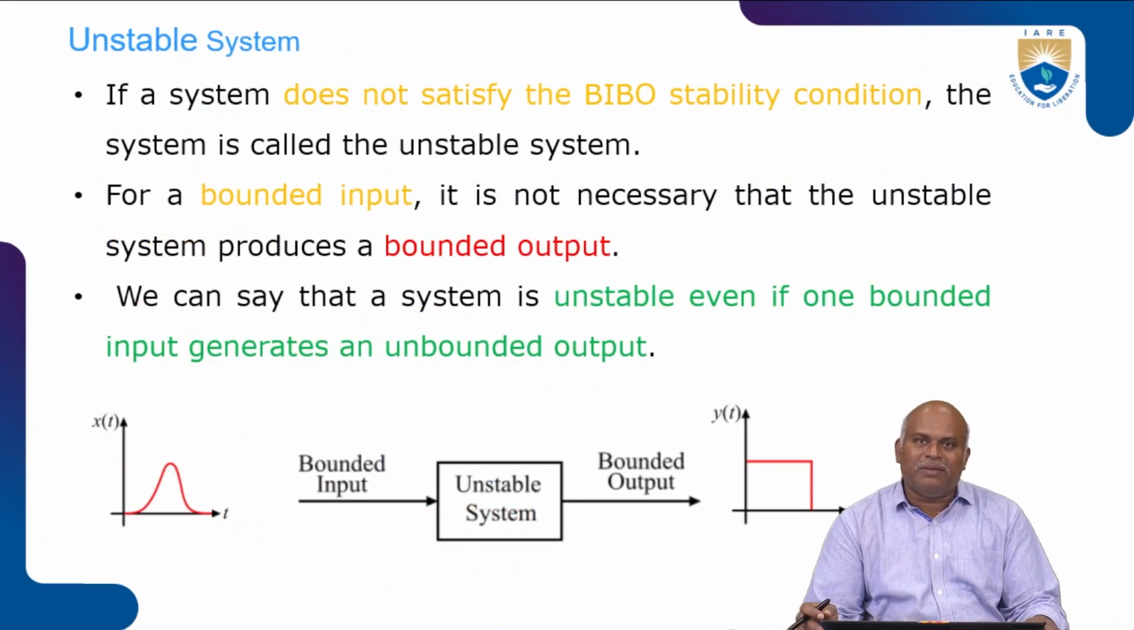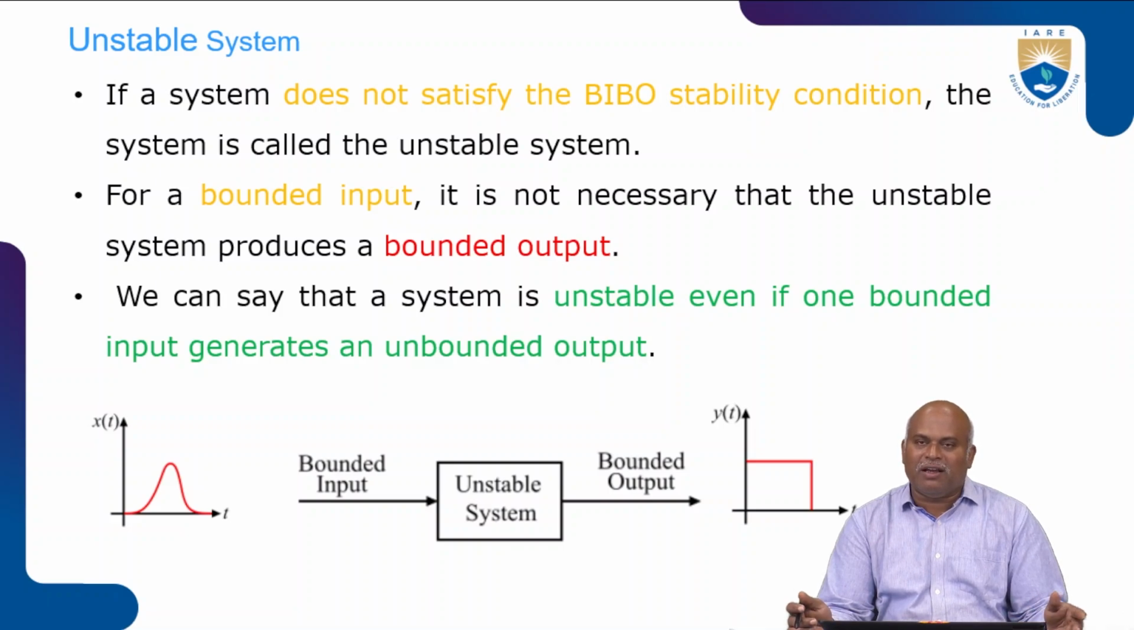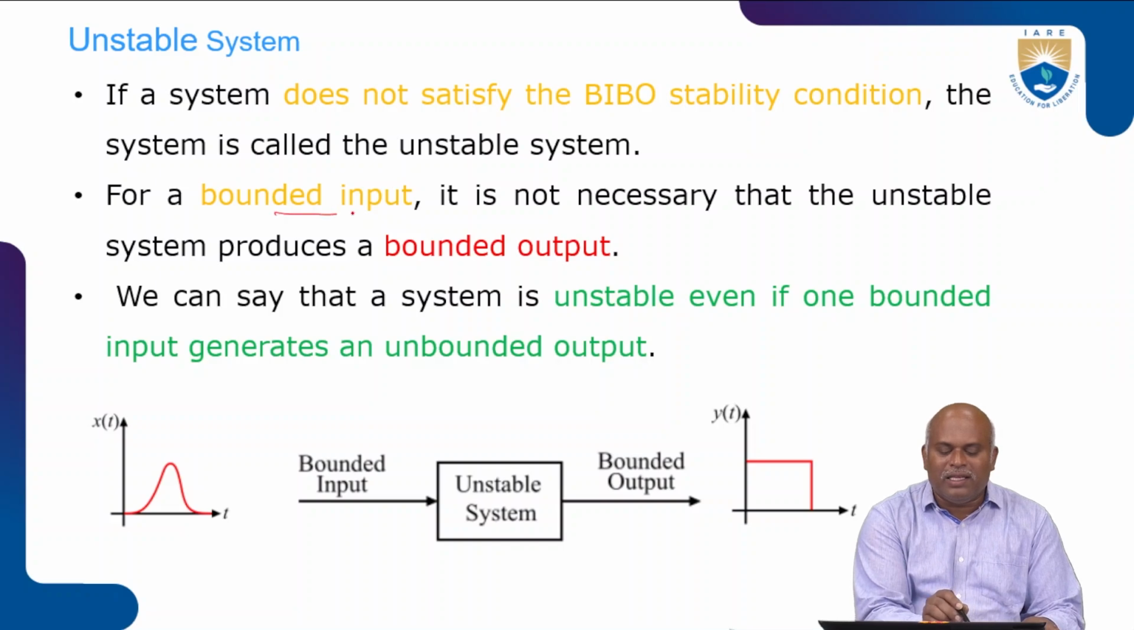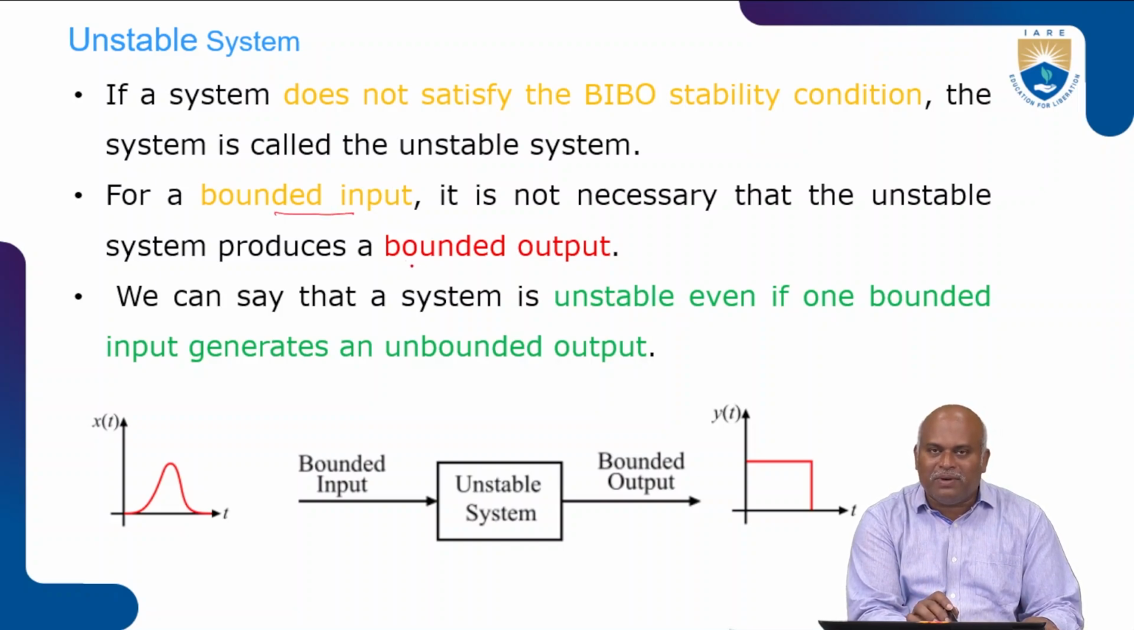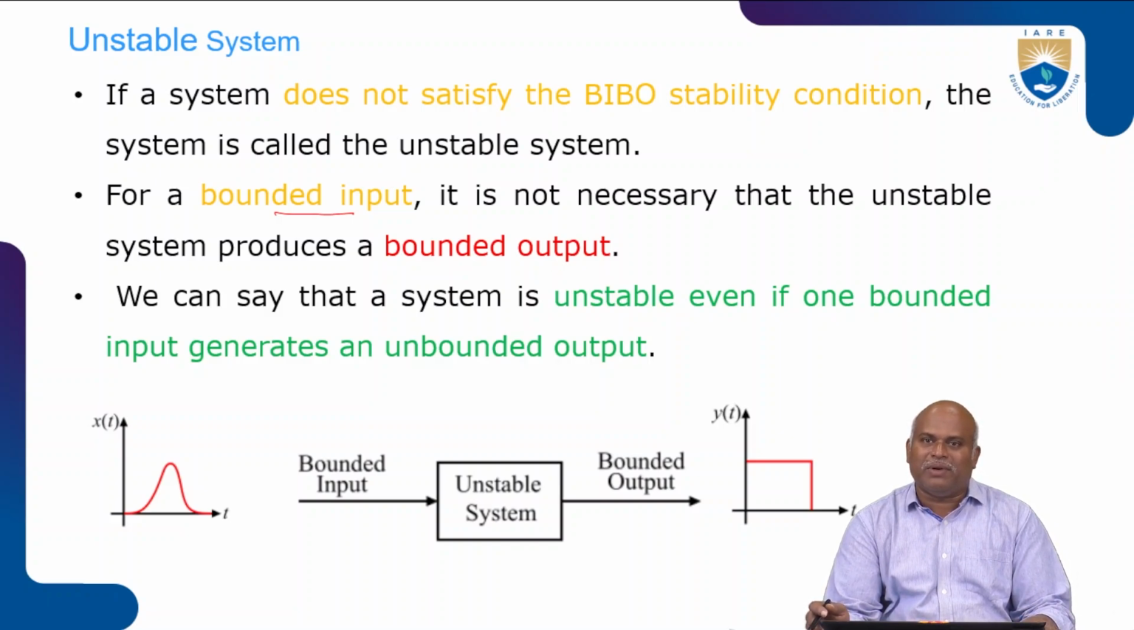Next we go for the unstable system. If a system does not satisfy the BIBO stability condition, then the system is called an unstable system. If you give a bounded input, it is not necessary that the unstable system produces a bounded output. The system performance produces an output that is not bounded. That kind of system is represented as an unstable system. We can say that the system is unstable even if one bounded input generates an unbounded output.